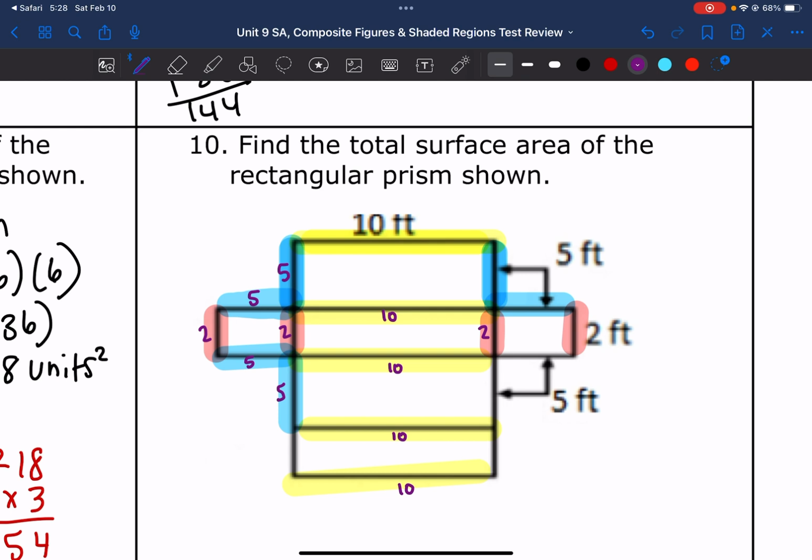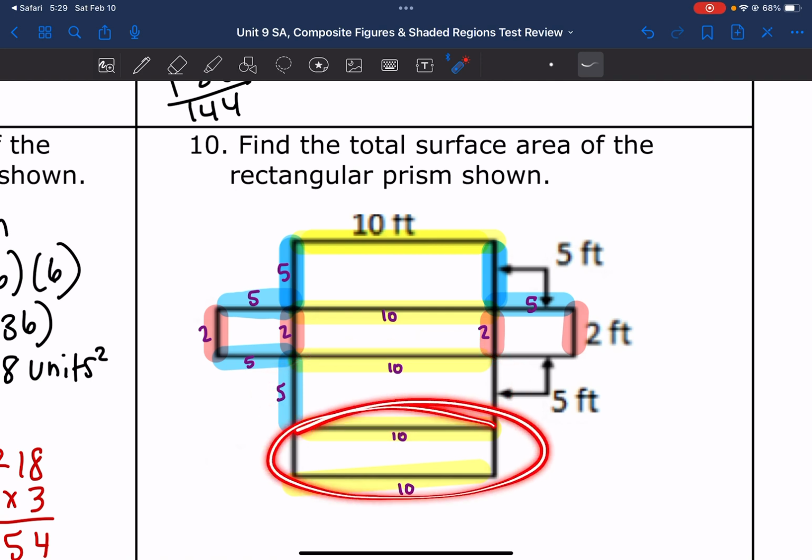Let's continue looking at all of them and make sure that we have all of them, okay? I see that this is a 10 by 5. Okay, cool. This is a 2 by 5. This one is a 2 by 5 because technically this is 5 right here, okay? This is a 10 by 2. This one is a 10 by 5. The only one that's maybe missing a side is this last one.